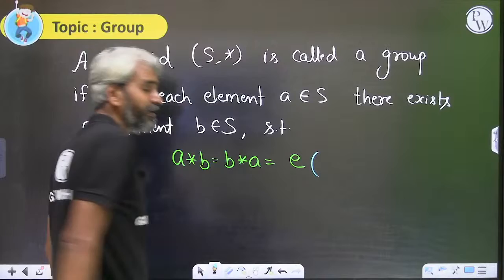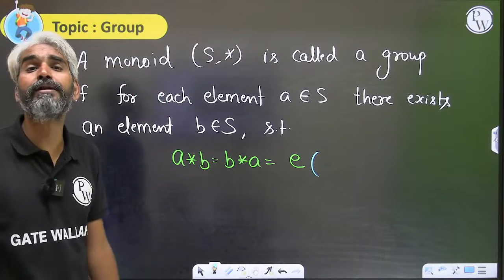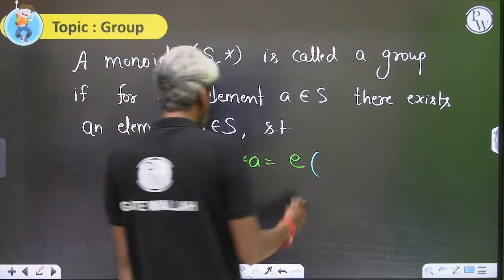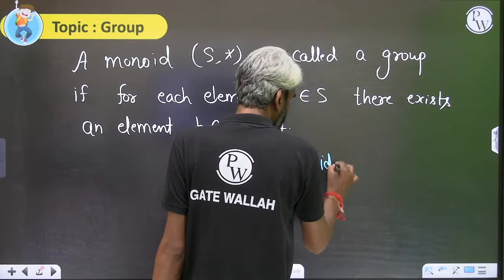Sir, is it necessary that the identity element will be present? Yes, it is already a monoid. So we know that the identity element is present in the set. So A asterisk B should be equal to B asterisk A and it should be equal to E, that is known as the identity.